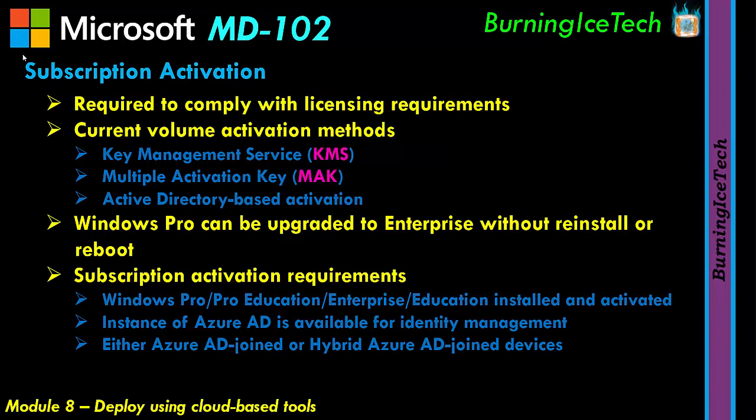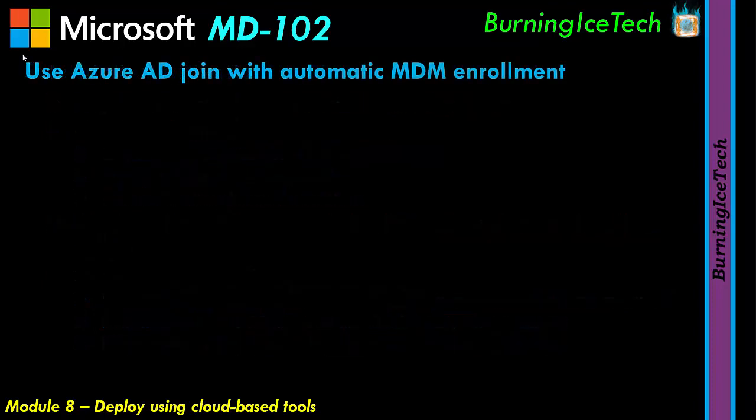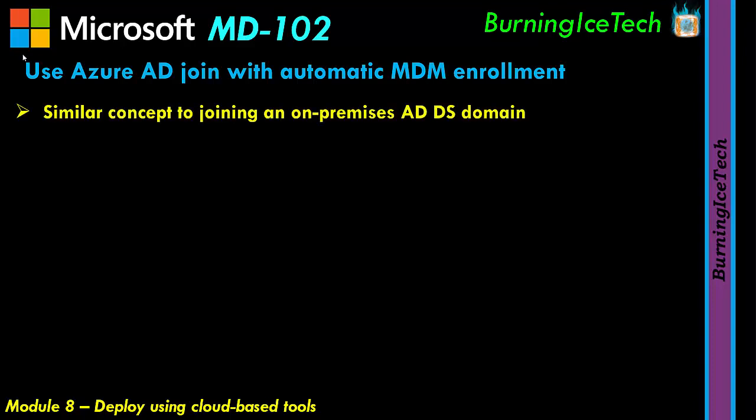Alrighty, folks, that's enough of subscription activation, I think. Let's move on to the next topic, which is using Azure Active Directory join with automatic MDM enrollment. So that would be mobile device enrollment. So first of all, for those of you new to this, it's a similar concept to joining an on-premises Active Directory domain.